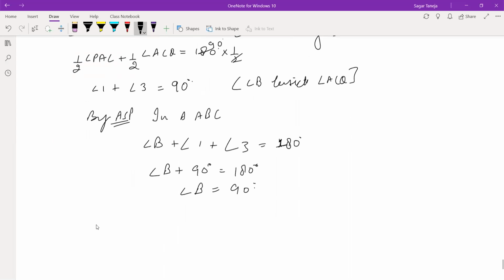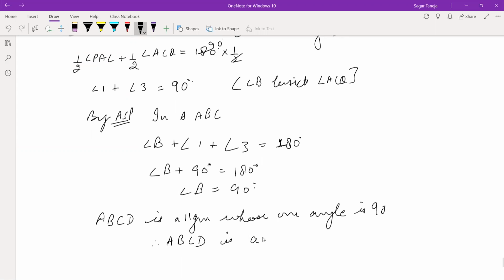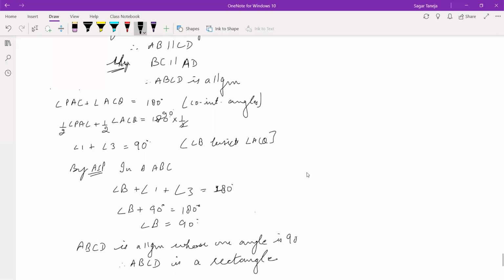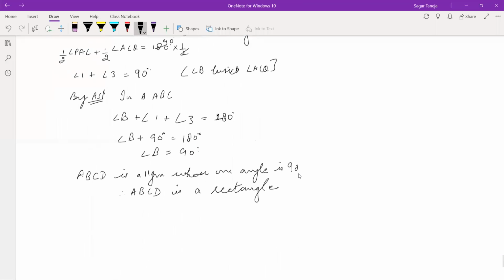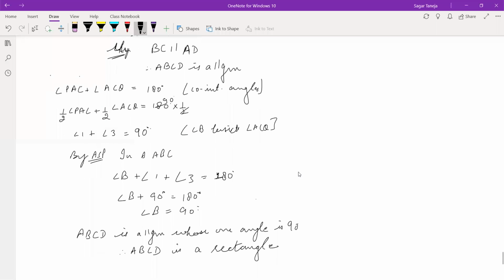Now, ABCD is a parallelogram. This is an important question. ABCD is a parallelogram whose one angle is 90 degrees. Therefore ABCD is a rectangle. This is the full solution of this question. Note it down. We are moving to the next then.